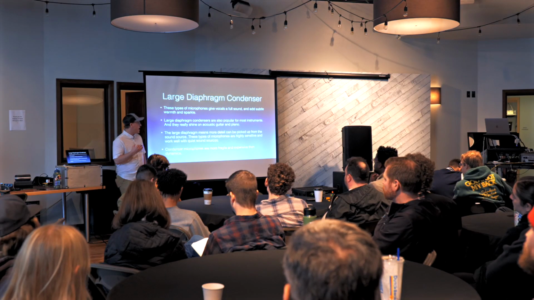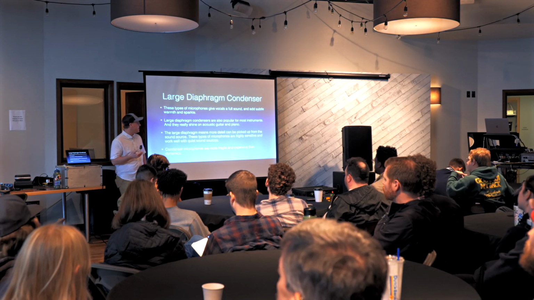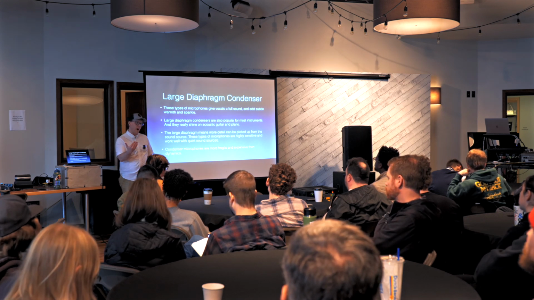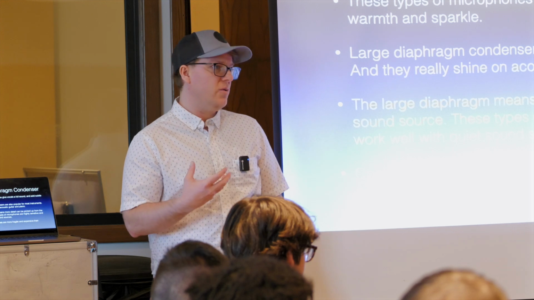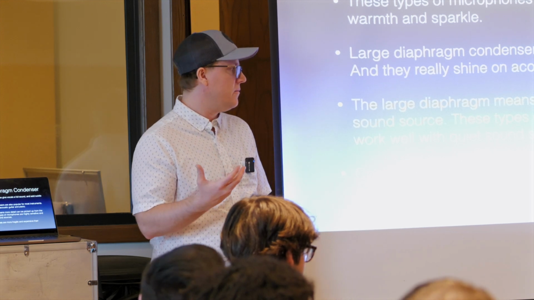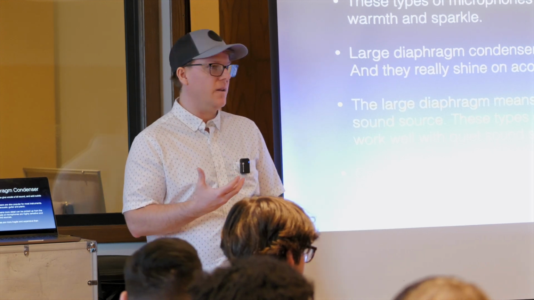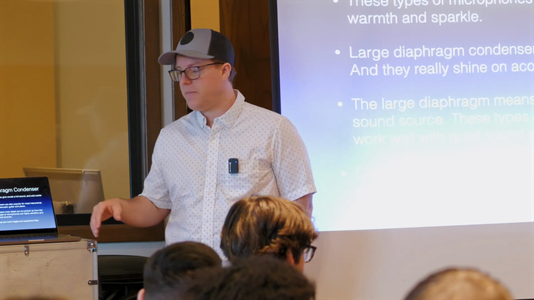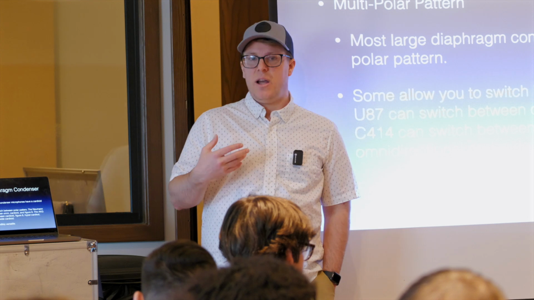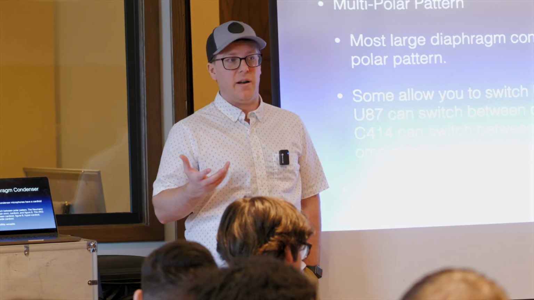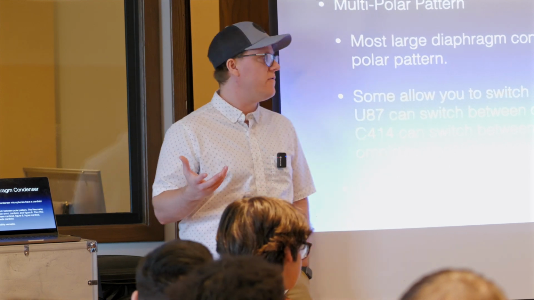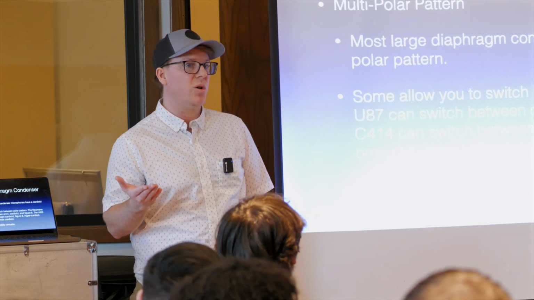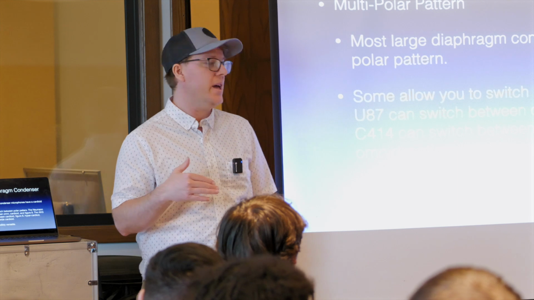Because of the larger diaphragm, there's more detail that can be picked up from the sound source. They're highly sensitive and work well on quiet sound sources. They're also more fragile because of the diaphragm and quite a bit more expensive than dynamic mics, depending on what type of microphone you're getting. They can also have multiple polar patterns built into the microphones. Most large diaphragm condenser mics are going to be a cardioid polar pattern, and I'll go over polar patterns in a little bit.